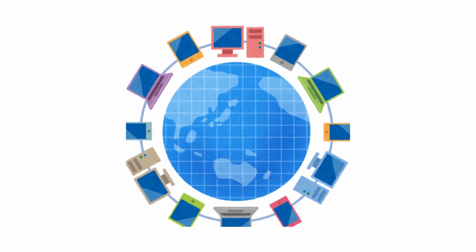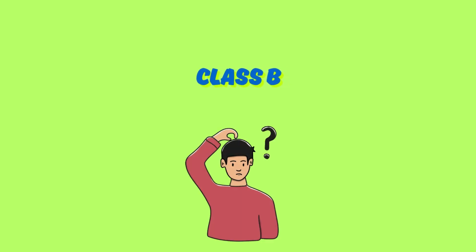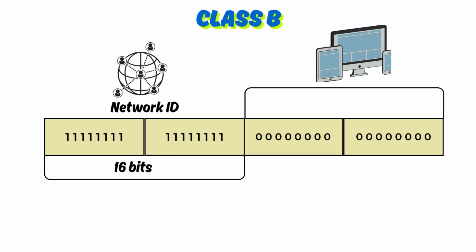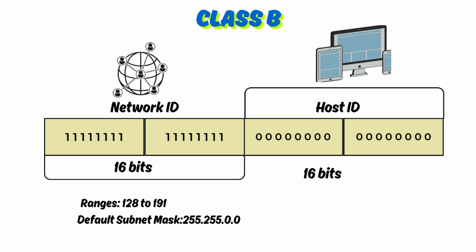After understanding the concept of class A, now we are moving on to class B. It is intended for medium to large networks. Class B uses the first 16 bits for the network ID and the remaining 16 bits for host IDs. It is balanced between the number of networks and the number of hosts per network. Class B ranges from 128 to 191. The default subnet mask of class B IP addresses can be written like 255.255.0.0. In binary notation, the IP address of class B can be written in this way. One of the key features of class B is that it provides a balance between network and host availability, which is suitable for large organizations and universities.